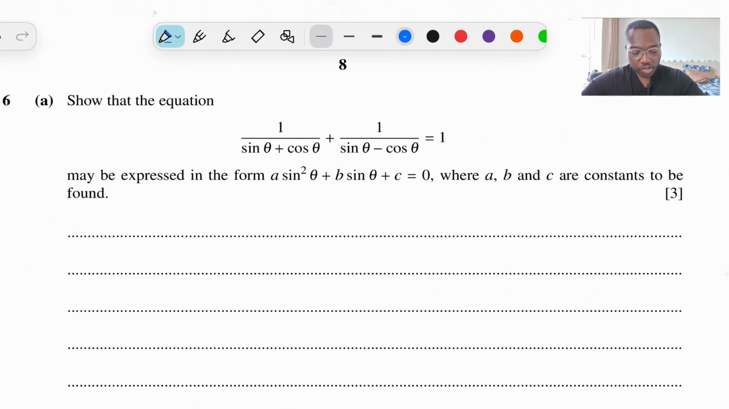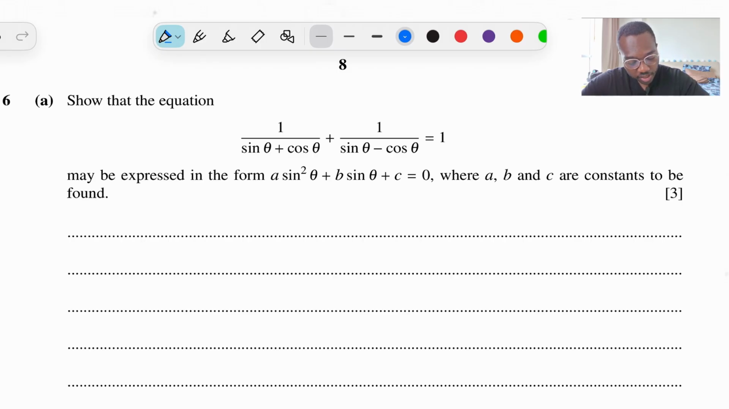Okay, for this one, we need to show that this trig equation can be expressed in the form a sine squared theta plus b sine theta plus c is equal to 0, where a, b, and c are constants to be found. Okay, so what I'm going to do now is make this over one single fraction. I'm going to cross multiply and get over one single fraction.